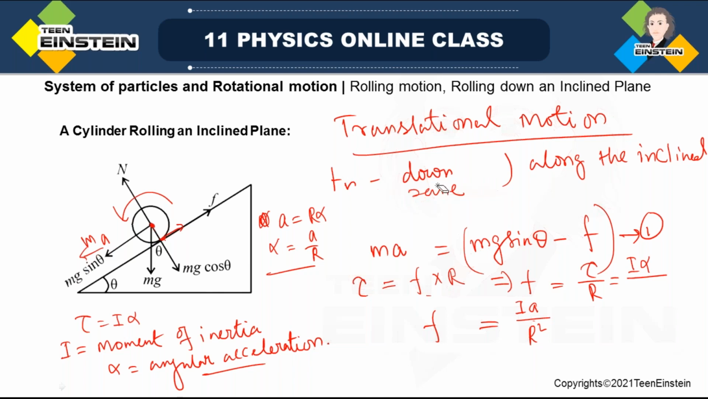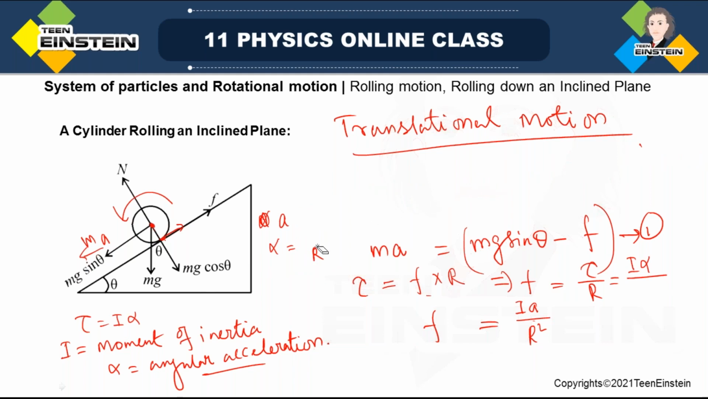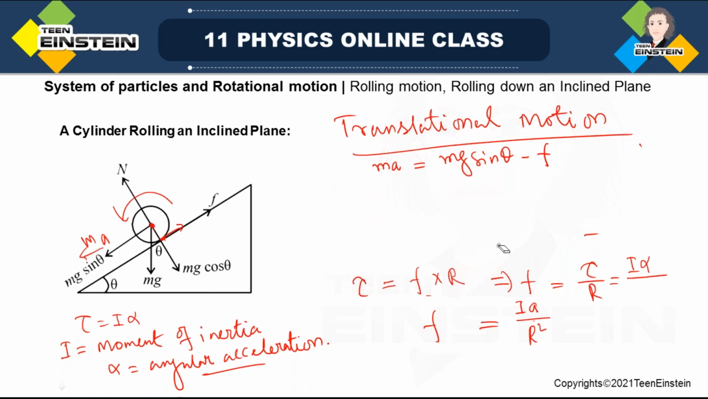I'll just clean this portion and write this very clearly, what we have got. We know this is the equation of motion where we have to put the value of frictional force. Let me keep this. And what is the frictional force we have got? We have got frictional force as I into a, where a is the linear acceleration, divided by r square. Okay, so these are the things I have got.